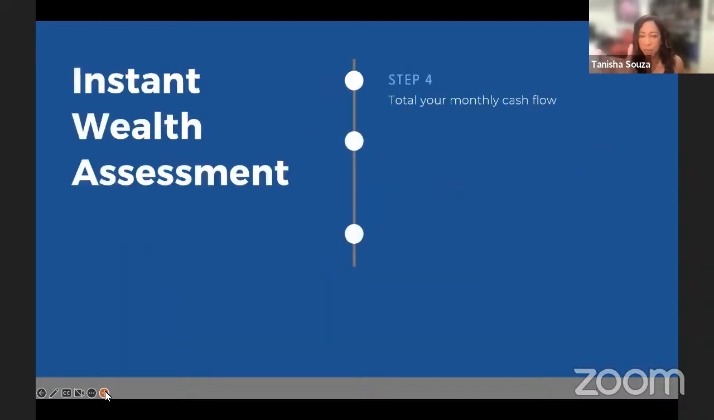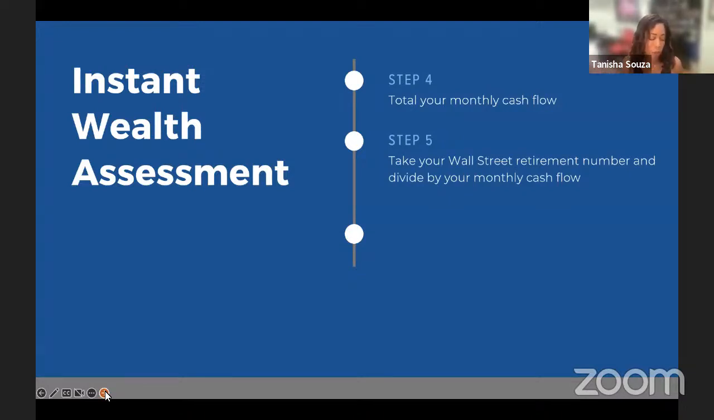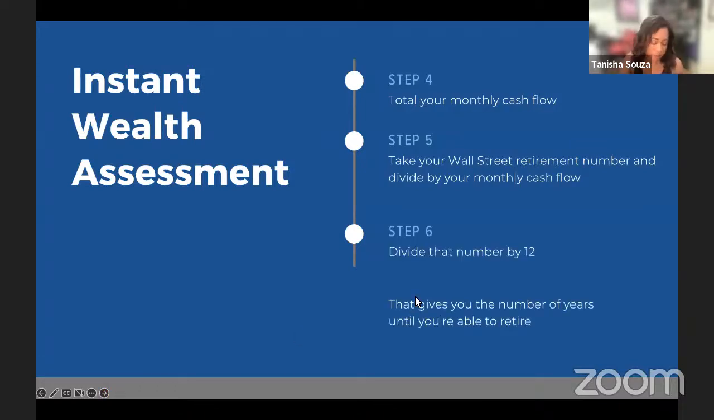So let's take that monthly cash flow number. In the example I just gave, 10,000 minus 7,000 in expenses equals 3,000. Then take your Wall Street retirement number and divide that by your monthly cash flow. So if your Wall Street number was 1.68 million, like I just said, you would divide that by $3,000. I got 560 with that number, right? If you divide that by 12, that's going to give you the number of years you would be able to retire using that Wall Street number.